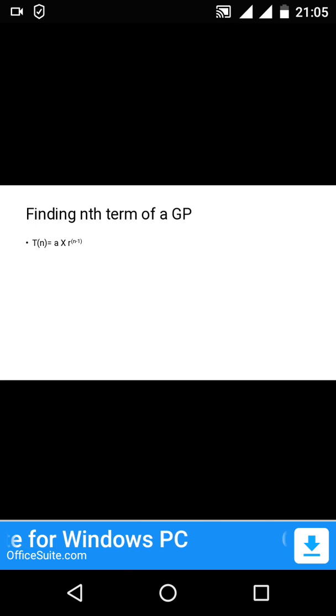So now let us try and understand how we find the nth term of a GP. Again, as in AP, you have to be very sure, before you use this particular formula that we are going to discuss in a little while, Tn = a * r^(n-1), that the series on which you are applying this formula is a geometric progression.